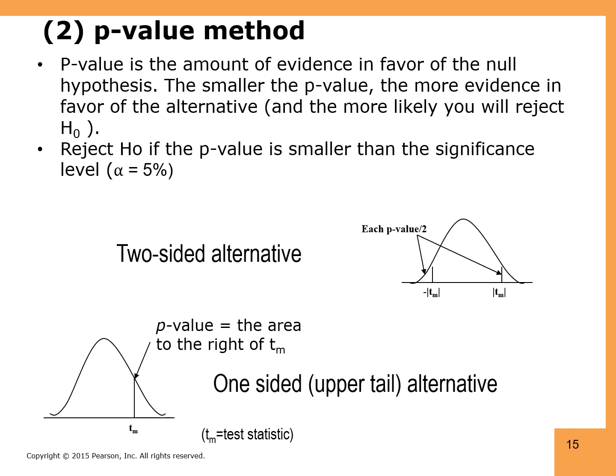Let's talk briefly about the other method, the p-value method. The p-value is the amount of evidence in favor of the null hypothesis. So the smaller the p-value, the less evidence you have in favor of the null hypothesis, and the more evidence you have in favor of the alternative hypothesis. So if you have a small p-value, then you're more likely to reject your null. In most cases, we use a significance level of 5%. So if your p-value is smaller than 0.05, then we reject the null.